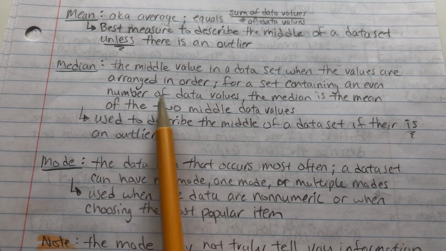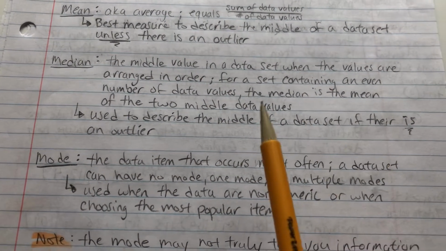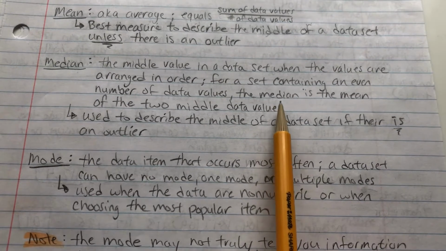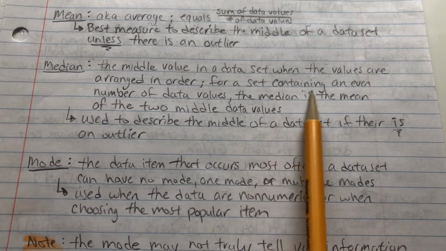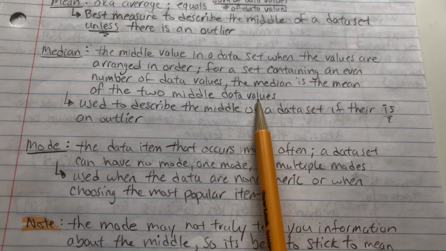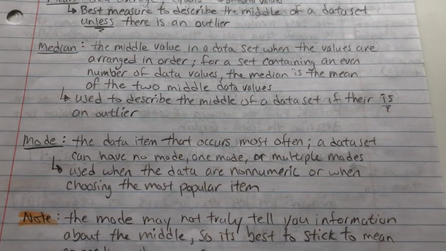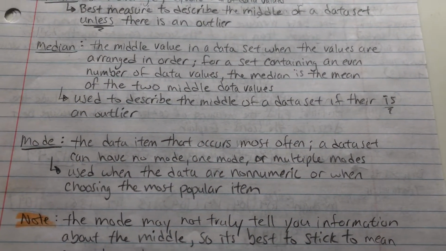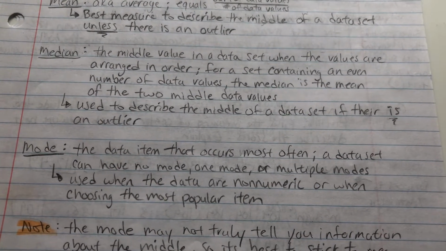You want to make sure you arrange them in order, and then you can work your way towards the middle. If there are two middle numbers, which means that there's an even number of data values, then you actually find the average between the two middle numbers, and that's your median. And the median is used to describe the middle of a data set if there is an outlier, because an outlier won't shift your median.